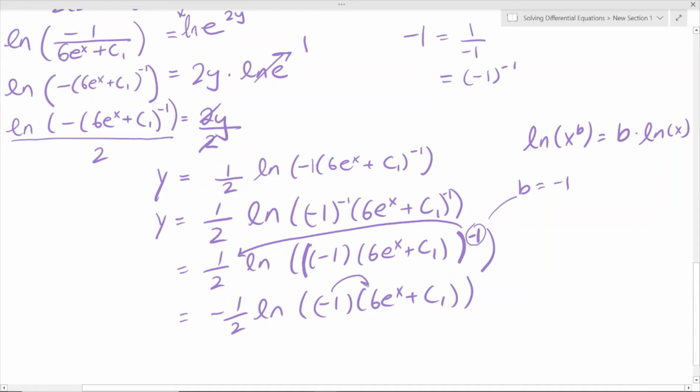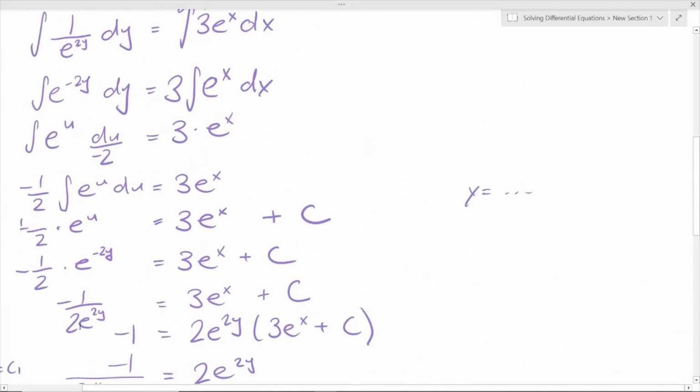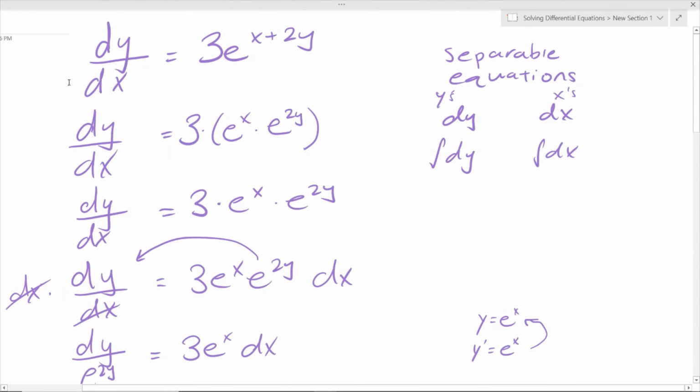And then we can distribute this to each of the terms. So we're going to get -1/2 ln of -6e^x minus c1, just like that. And there we have it. This is our equation. That answers the question for solving this differential equation.